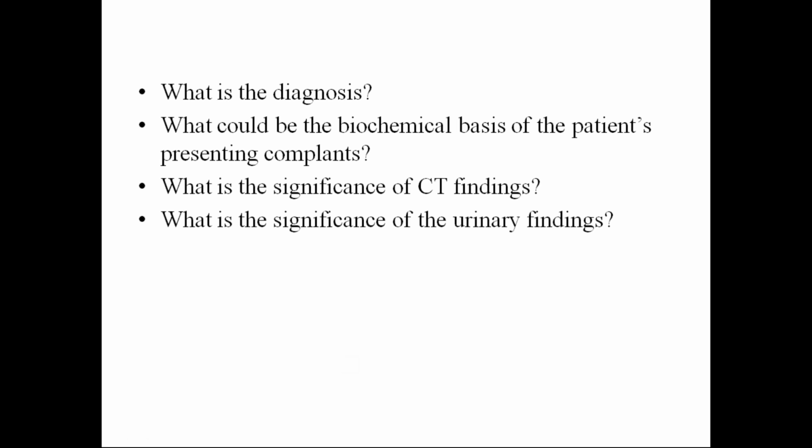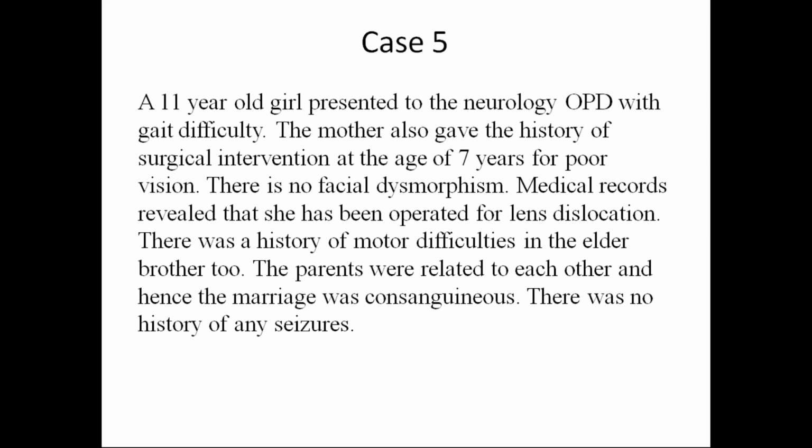Let's go to the last case, number 5. Okay. This is the last case of amino acid metabolism, the last case of today's class. So case number 5. An 11-year-old girl presented to neurology OPD with gait difficulty. Okay. Mother also gave a history of surgical intervention at the age of 7 years for poor vision. So these are the main complaints: difficulty in walking and poor vision.